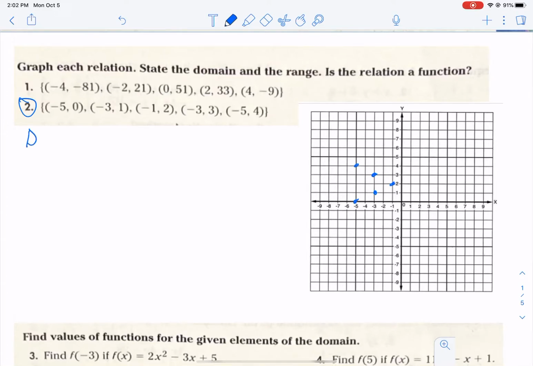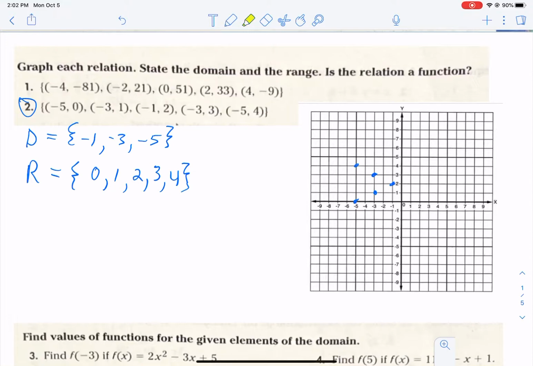If we list the domain for this, the domain is -1, -3, and -5. If there are any repeats in the domain, you don't write it. The range for this is 0, 1, 2, 3, 4.